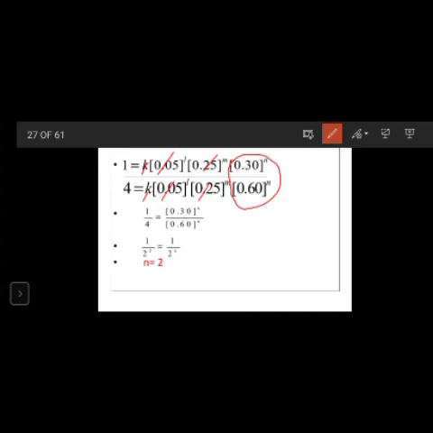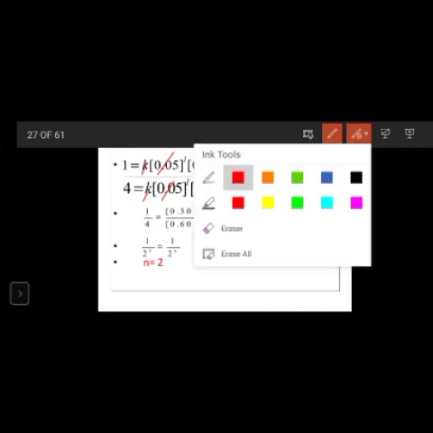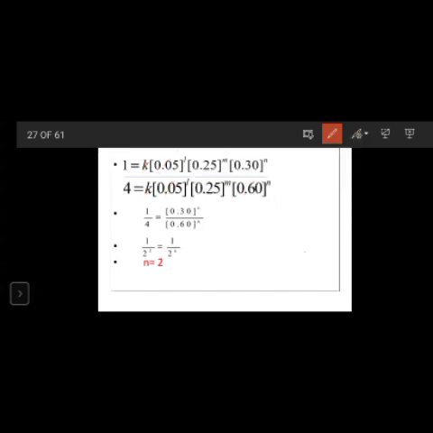So you're left with 1/2 raised to power 2 equal to 1/2 raised to power n. Mathematically, what is the value of n? And that is equal to 2. That is how I got that.